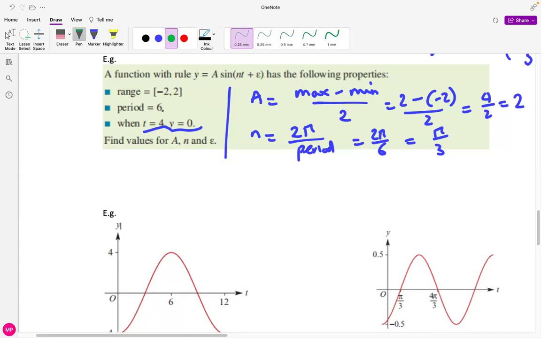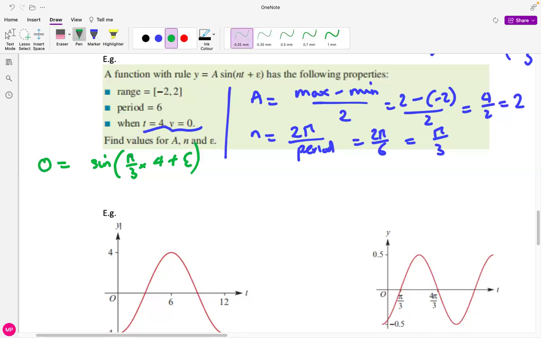Okay. So I substitute y equals 0 in here. So I have 0 equals 2 times sine of n is pi over 3 times t is 4 plus epsilon, which is what I don't know, right? Then you just work it out. So there's a 2 outside, so I divide by 2 on the other side. 0 divided by 2 still gives me 0. So I have 0 equals that.